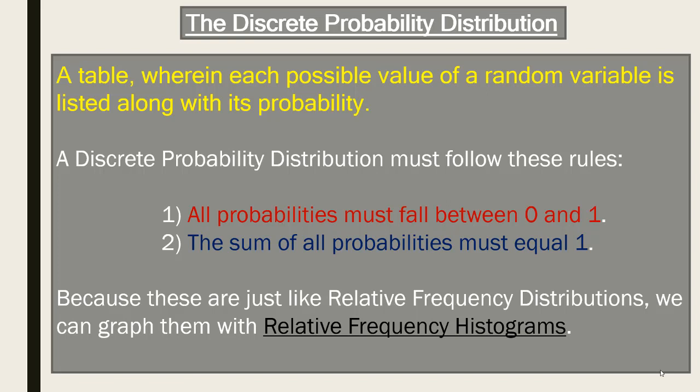When you're looking at one of these discrete probability distributions, they're basically relative frequency distributions. And so that means we can graph them with relative frequency histograms. Okay, so we have an example.